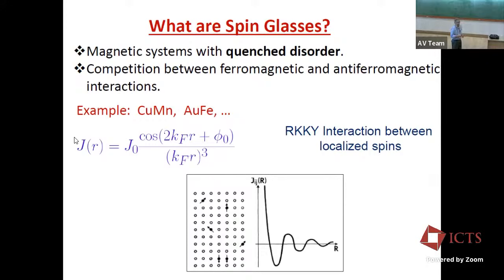This thing might change. I have to look at it because it depends on the properties of the propagator, in some sense the spin propagator of a free electron system. And that does depend on dimension.